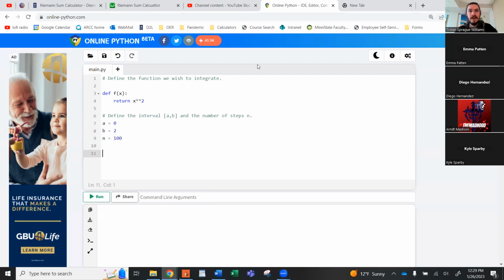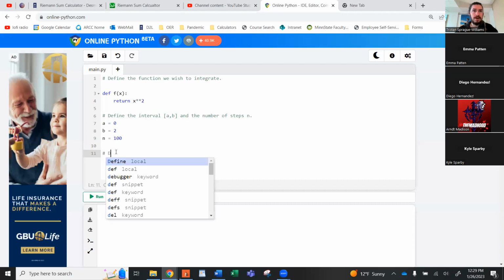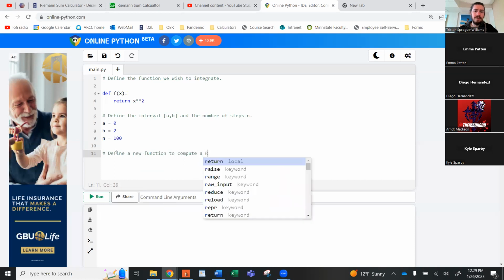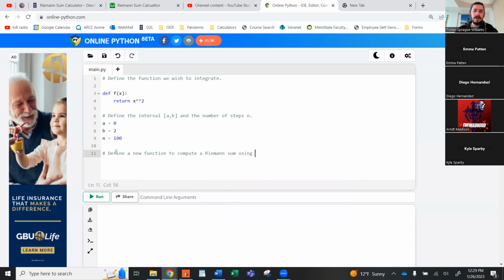Okay. So now we're going to write a program to do the midpoint formula, to do a midpoint Riemann integral. We're going to define a new function to compute a Riemann sum using midpoints. Okay.